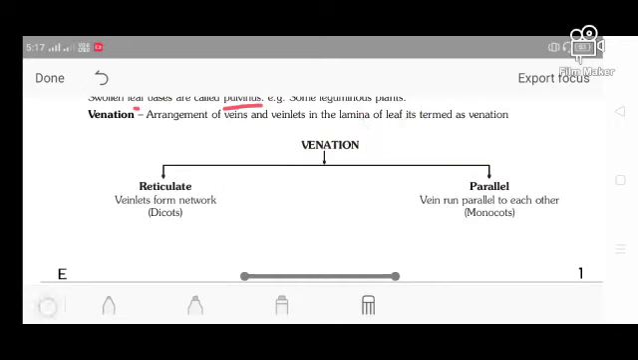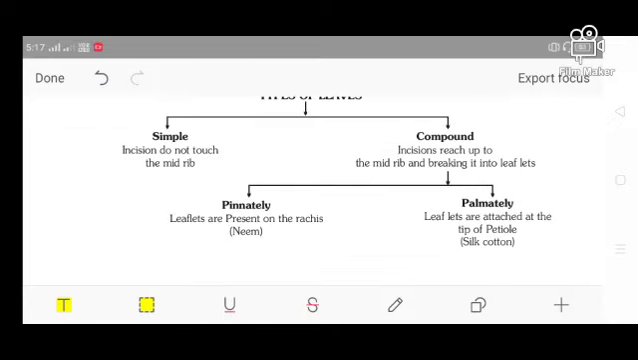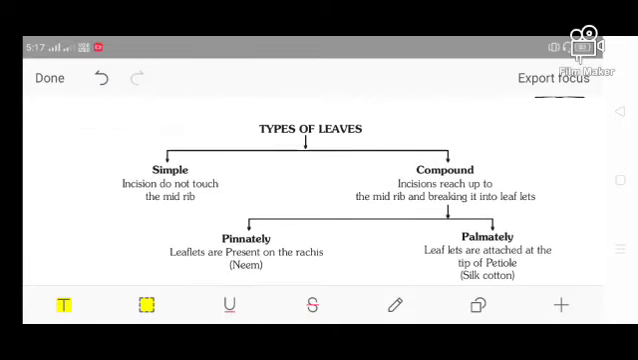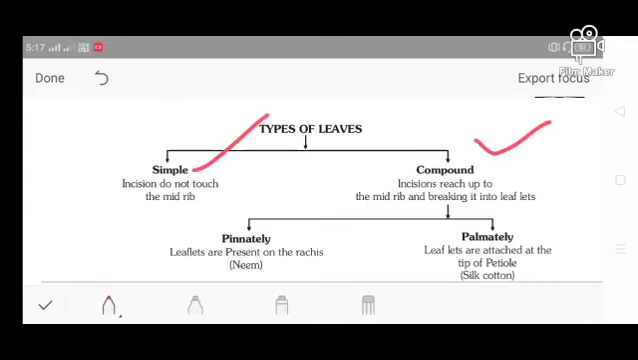The next one is types of leaves. Generally, leaves are of two types: simple leaves and compound leaves. What is the basic difference? In simple leaves, the incisions do not touch the midrib, but in compound leaves, the incisions reach up to the midrib, breaking the leaf into small leaflets.